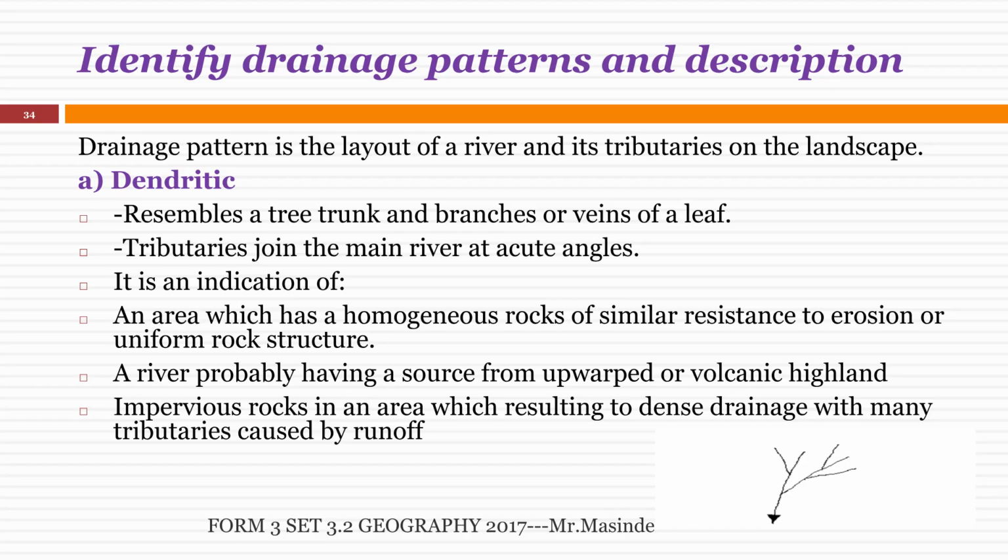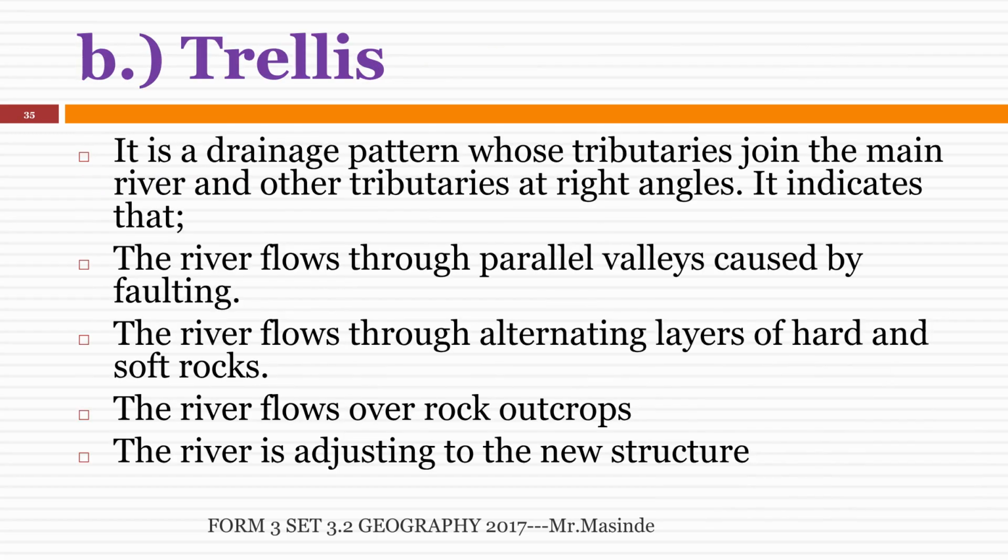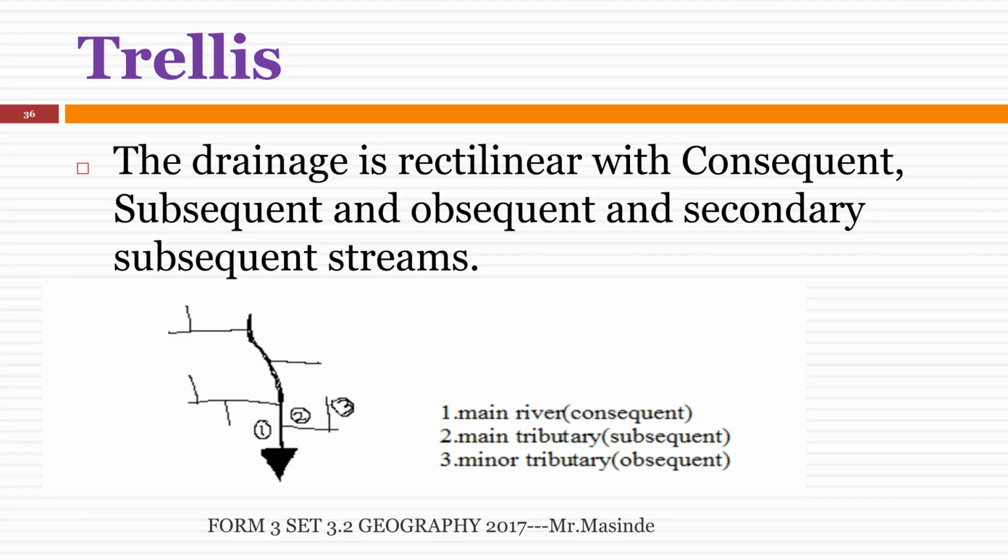Drainage pattern refers to the layout of a river and its tributaries. The dendritic pattern resembles a tree and indicates homogeneous rocks of similar resistance to erosion. Tributaries join at acute angles. The trellis pattern has tributaries joining the main river at right angles. This indicates the river flows through parallel valleys or alternating layers of hard and soft rocks. Trellis drainage is rectilinear, featuring consequent, subsequent, obsequent, and secondary subsequent streams. This is visually represented in the diagram.